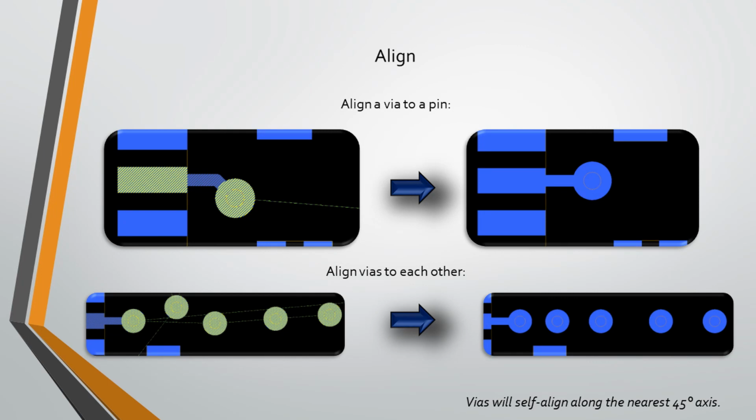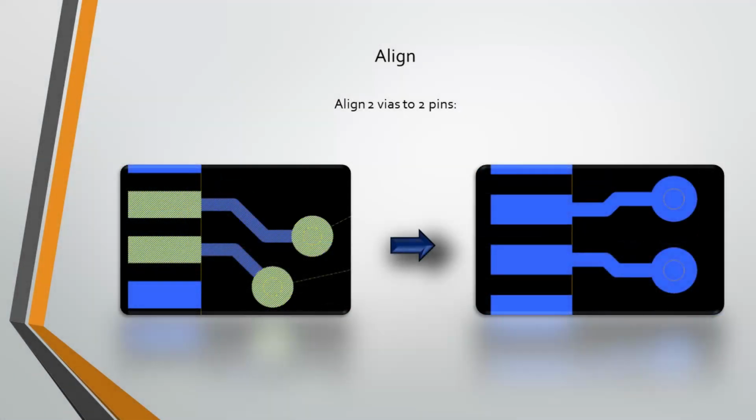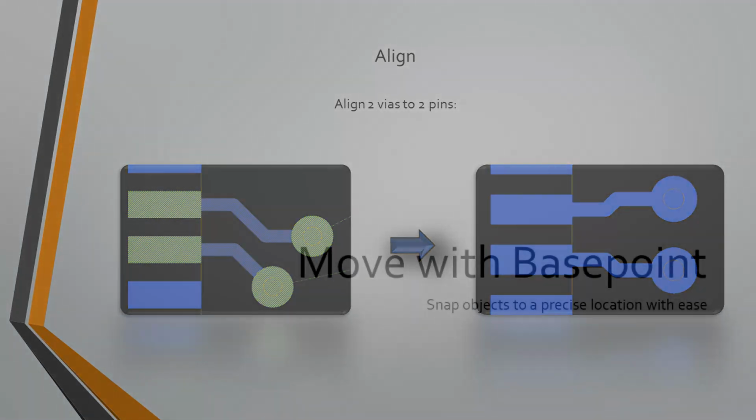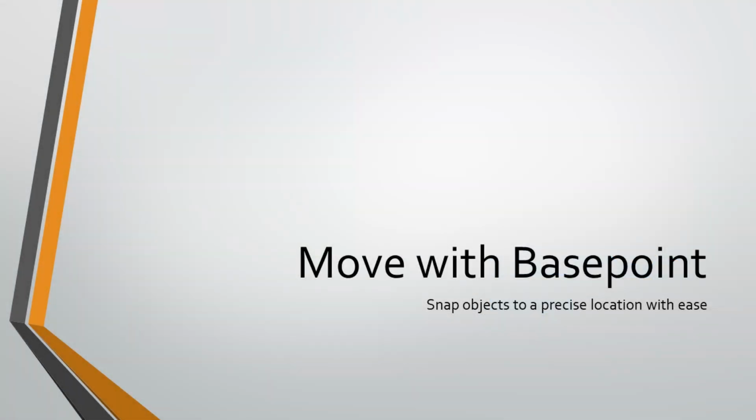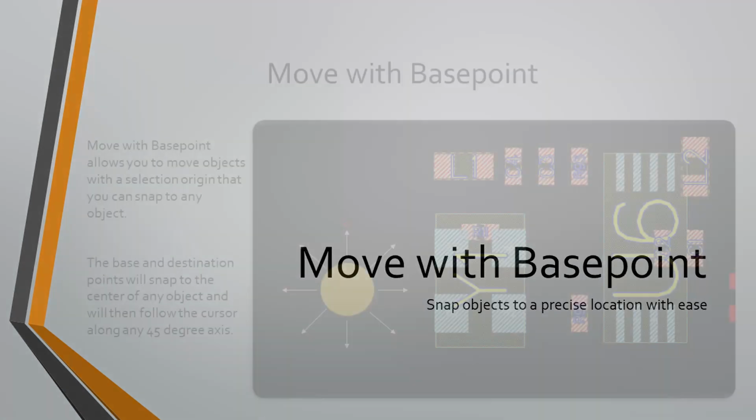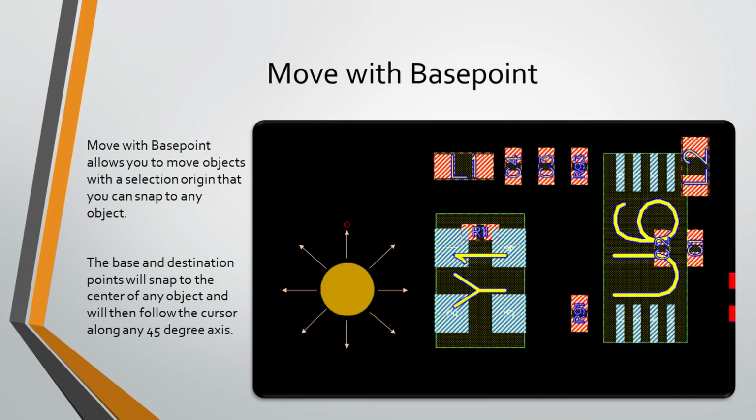Vias can be aligned to pins or in rows, or two vias can be aligned to two pins. Move with base point. Move with base point also has no interface and works by way of a hotkey. The action is much like the move command in AutoCAD. You select some objects, start the function, select the base point with a snap marker that follows the cursor location, then select a destination point with the same snap marker.